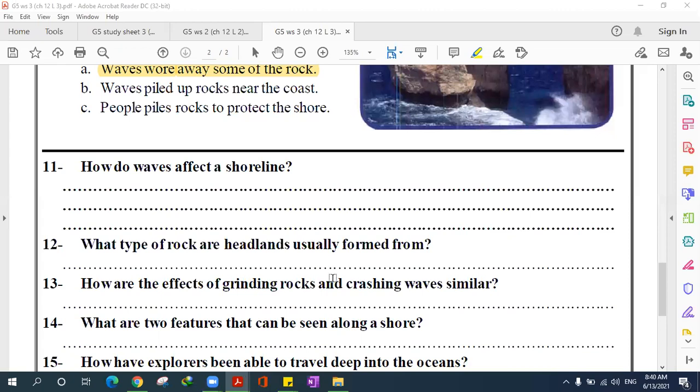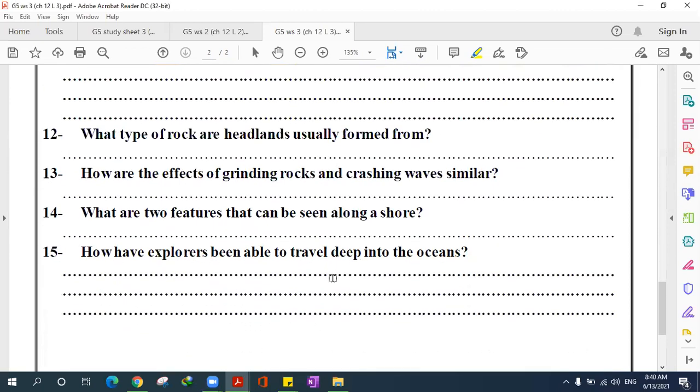Okay, number 14. What are two features that can be seen along the shoreline?